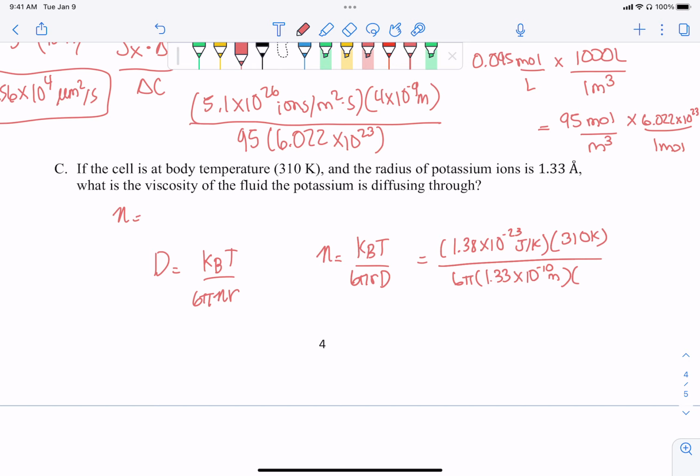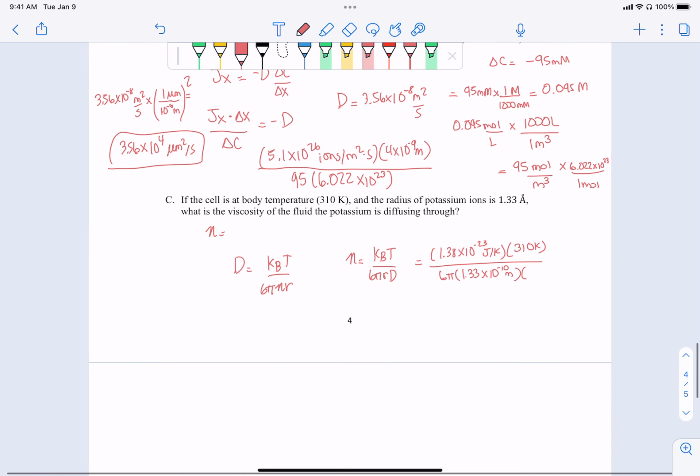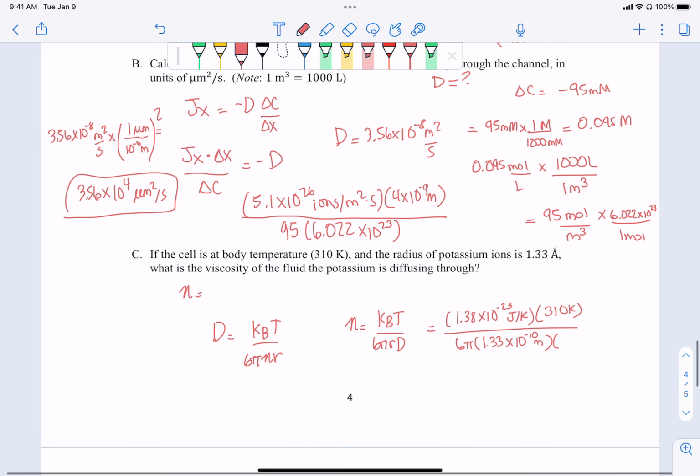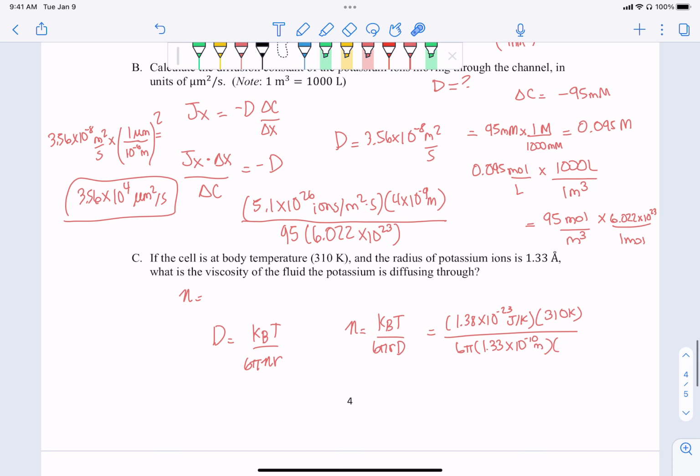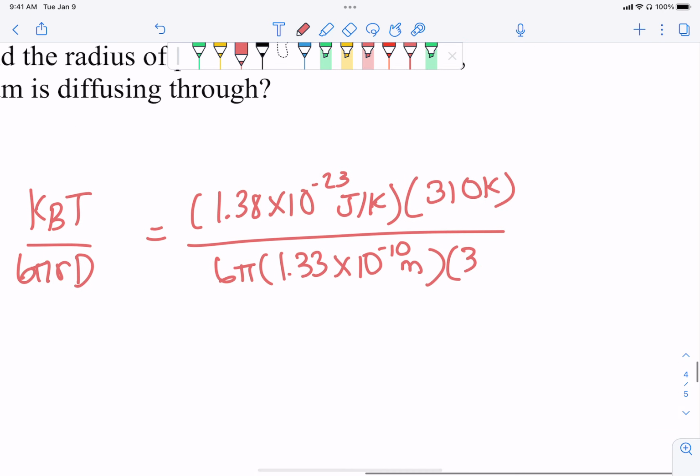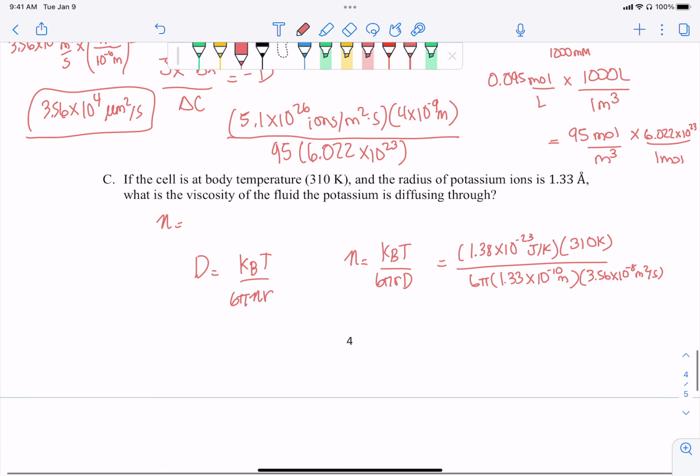And then multiply that by our diffusion constant, which was what from before, 3.56 times 10 to the, oh, but here's the thing though. Don't use this one because this is in micrometers squared per second, right? Everything else is in meters, SI units. So I would use this one, 3.56 times 10 to the negative 8 meters squared per second. So make sure for this one you use your SI units again to get your viscosity. Yeah, convert to meters.